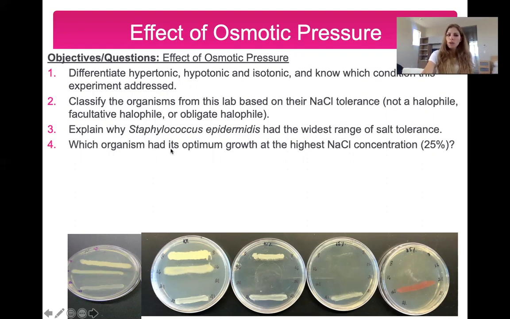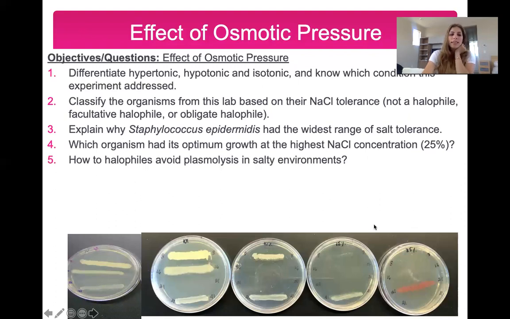When we look at the 4 bacteria we studied, the organism that had the most growth at the highest salt concentration, the 25% agar plate, the only one that grew was Halobacterium salinarium. And so we classify that as an obligate halophile.